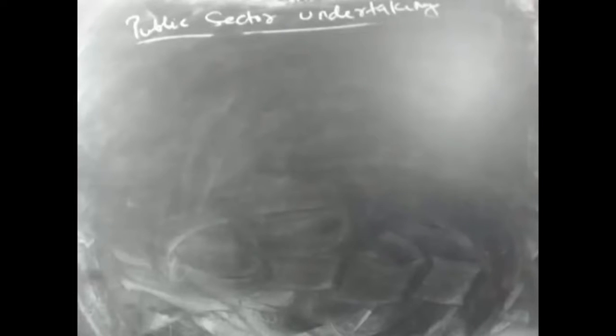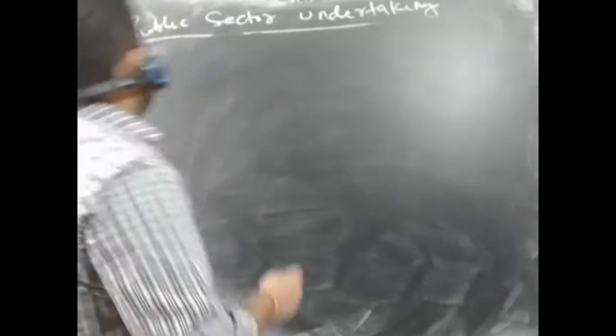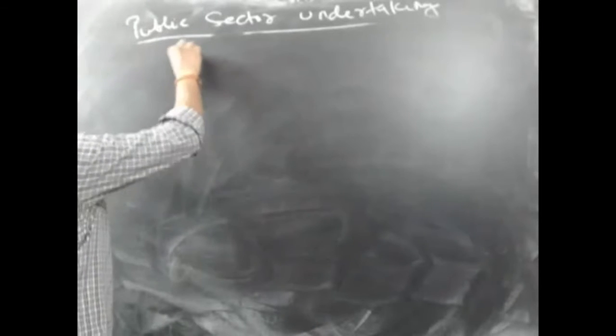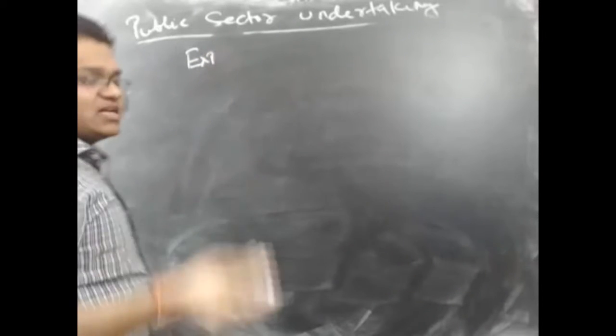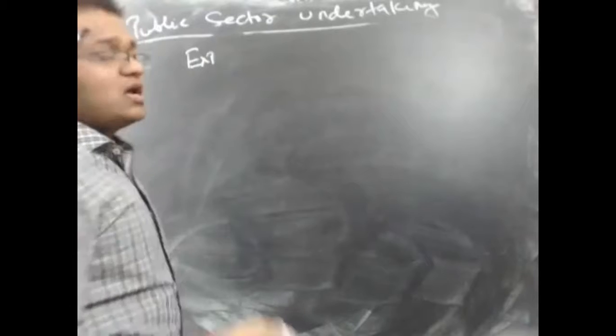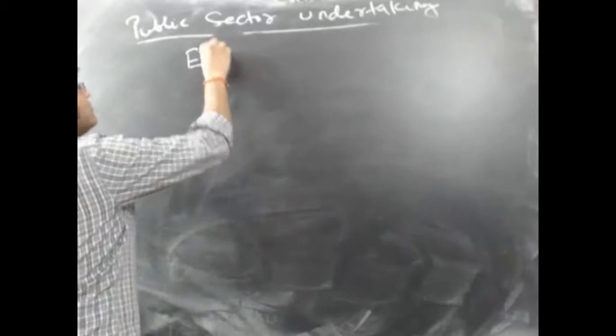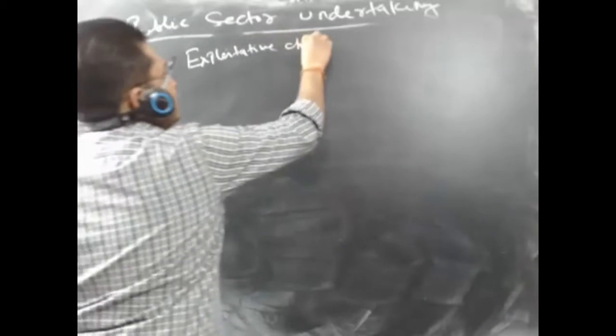I'm talking about a broader point. Let me give you one example. Maybe it will be clear to you. One example is we have seen the exploitative nature of capitalism and colonialism. Okay, we have seen the Great Depression of 1929 and we have seen the exploitative nature of colonialism.